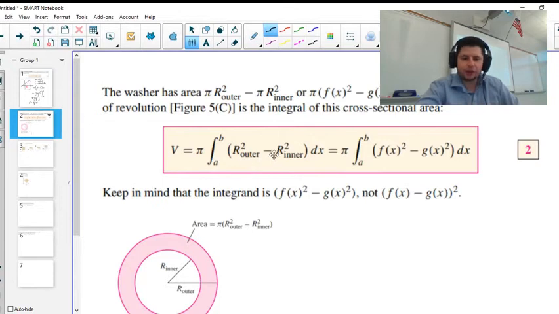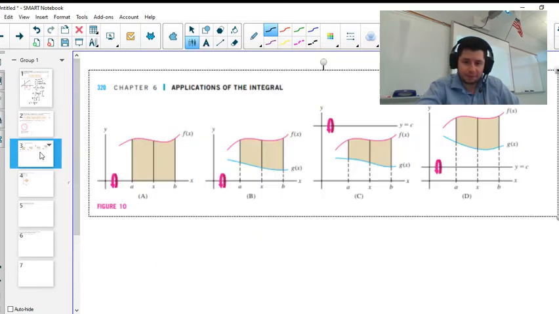Of course, this is if we're rotating about the x-axis. So we take the r squared of the outer and the r squared of the inner. Now be careful. This is not the same thing as squaring the subtraction of the two; you're squaring both functions. There are some other cases to consider.